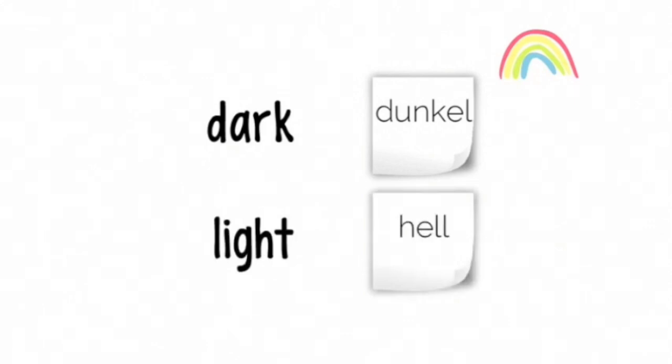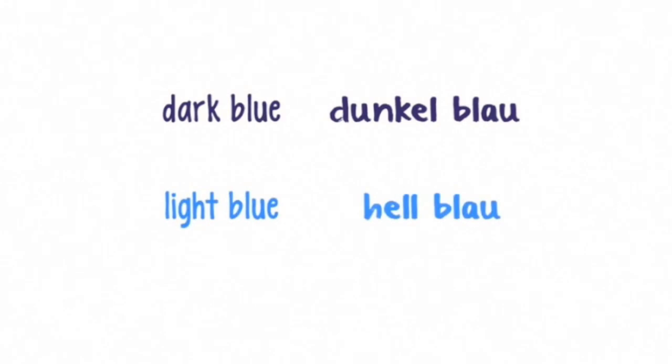Now we are done with the colors, but there are two more words which are important if you want to differentiate between the shades of a color. Let's have a look. The first word is dark. In German we say dunkel. The second one is light, which is hell. Dunkel, hell. For example, if you want to say dark blue, you would say dunkelblau. Or light blue, hellblau.